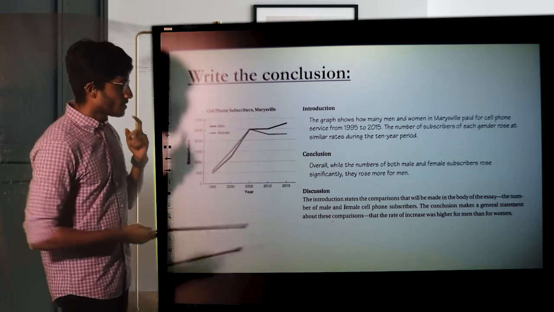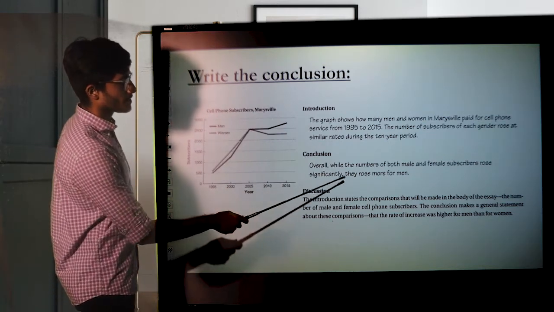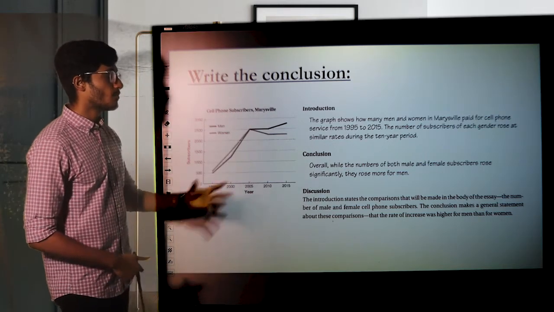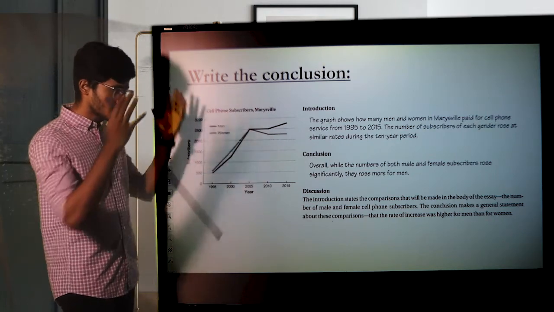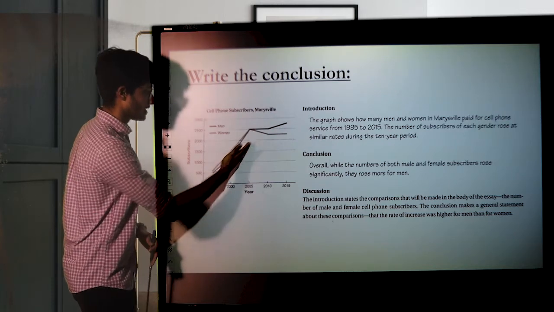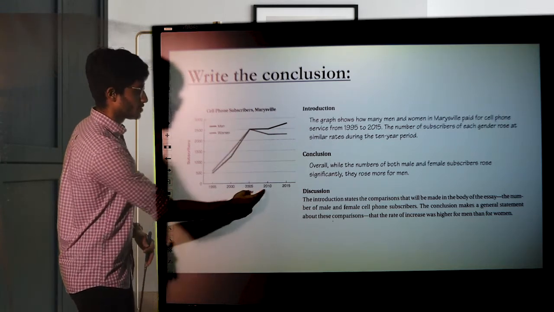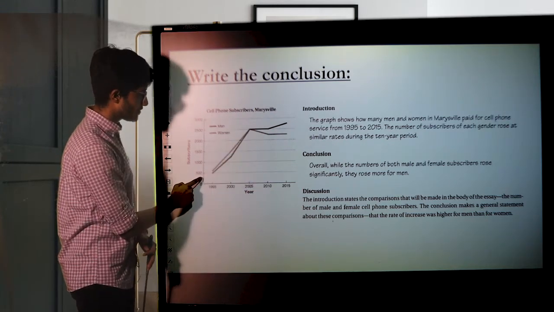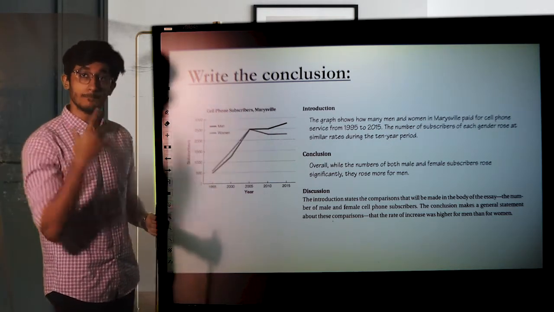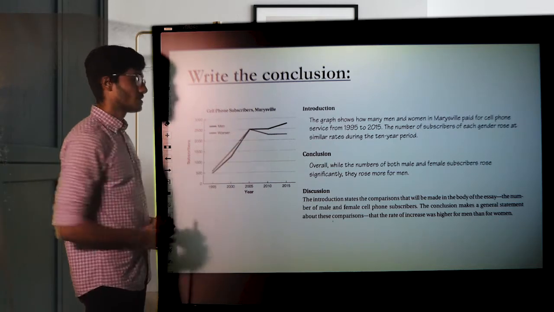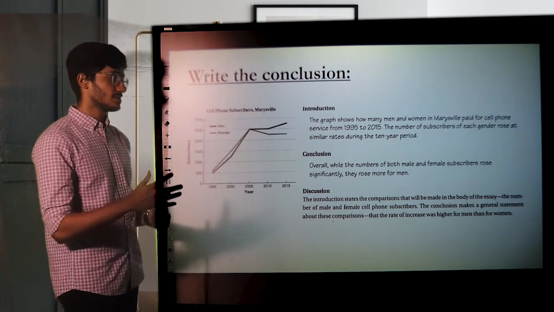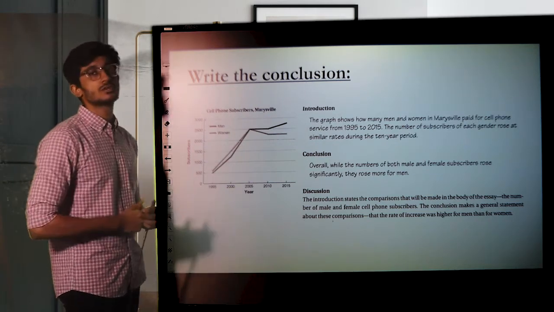Similarly here, you can look at the conclusion. "Overall, while the number of both male and female subscribers rose significantly, they rose more for men." This gives you a complete picture of the graph. Both of them rose significantly from 1995 to 2015, from 500 to almost 3,000. So they rose significantly, but the male rose more than the female. This sums up the whole idea, and that's what the conclusion is about.